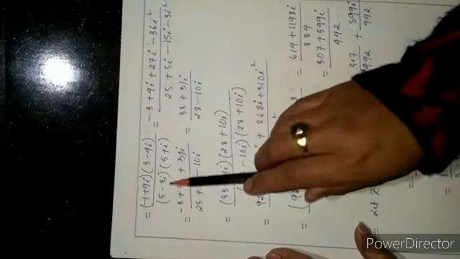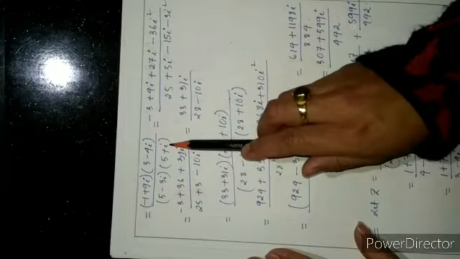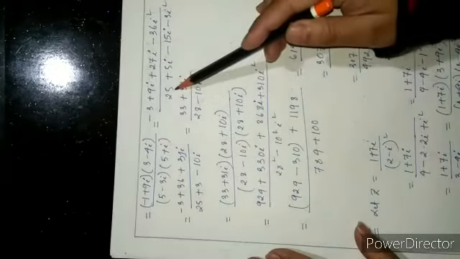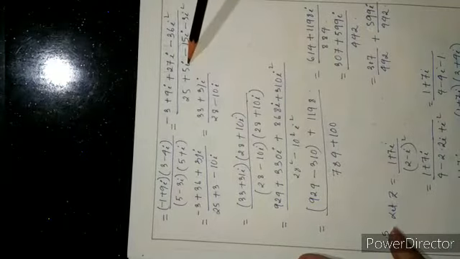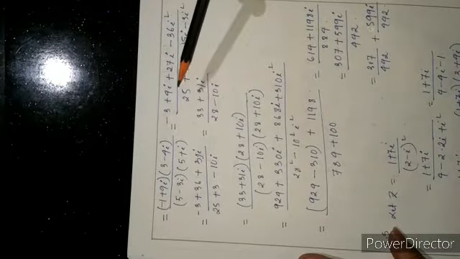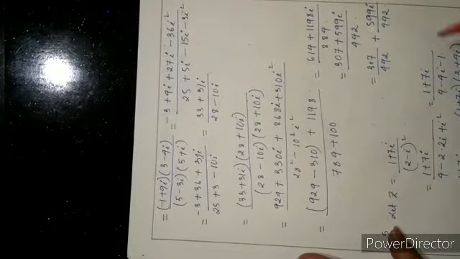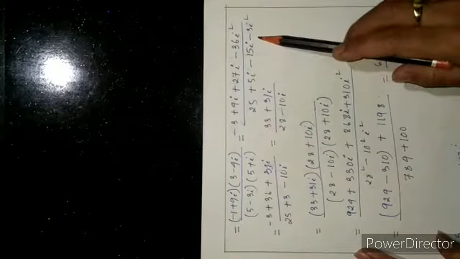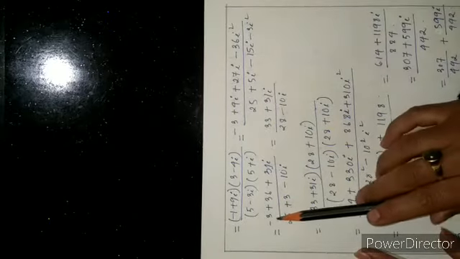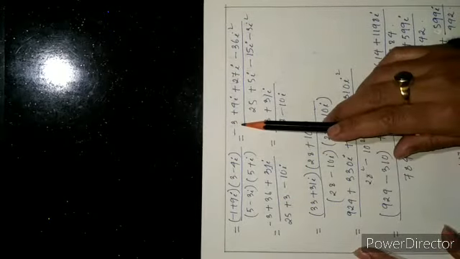And this 5 minus 3i into 5 plus i. Multiply: 5 into 5 is 25, 5 into i is 5i, minus 3 into 5 is minus 15i, and minus 3i into i gives minus 3i square.